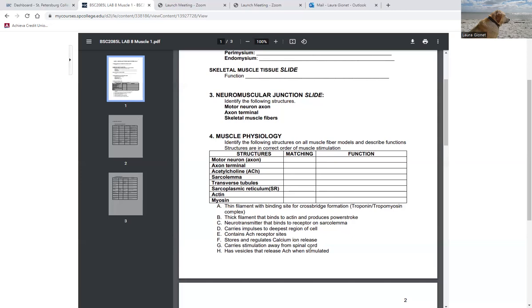G, carries stimulation away from the spinal cord. That's the motor neuron and its axon. H, has vesicles that release acetylcholine when stimulated. That is the axon terminal.